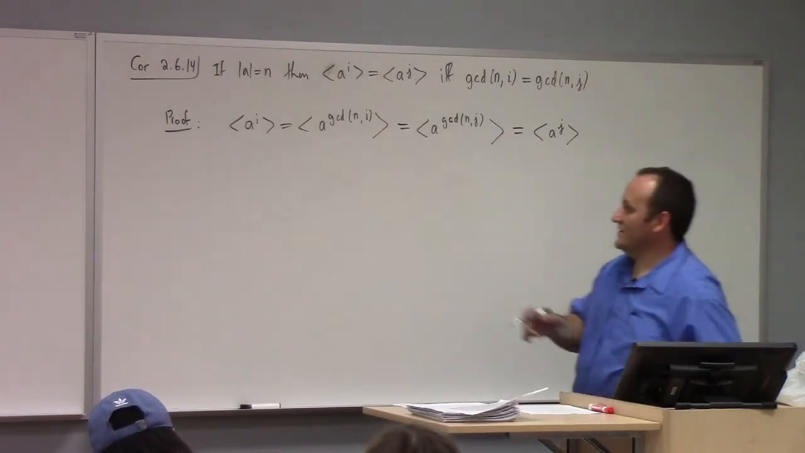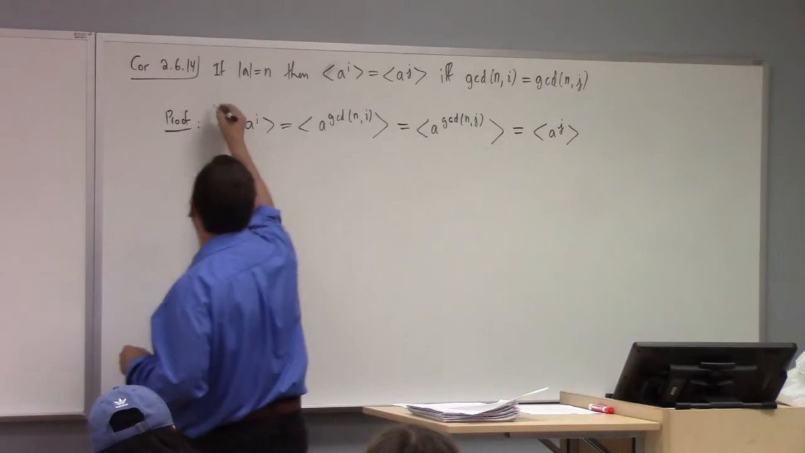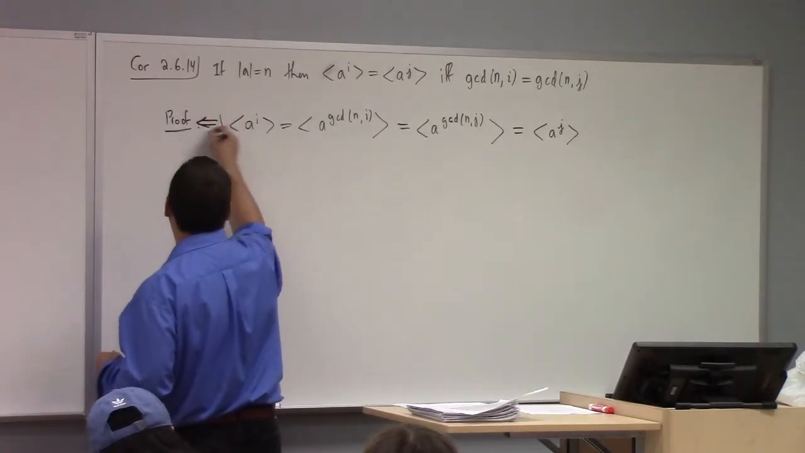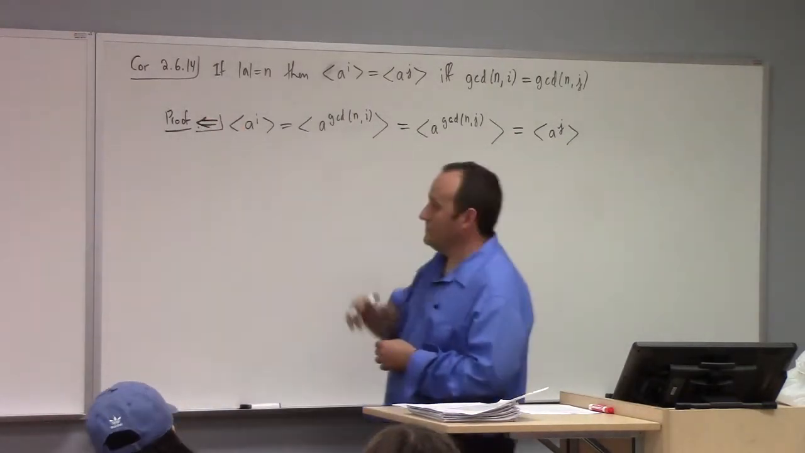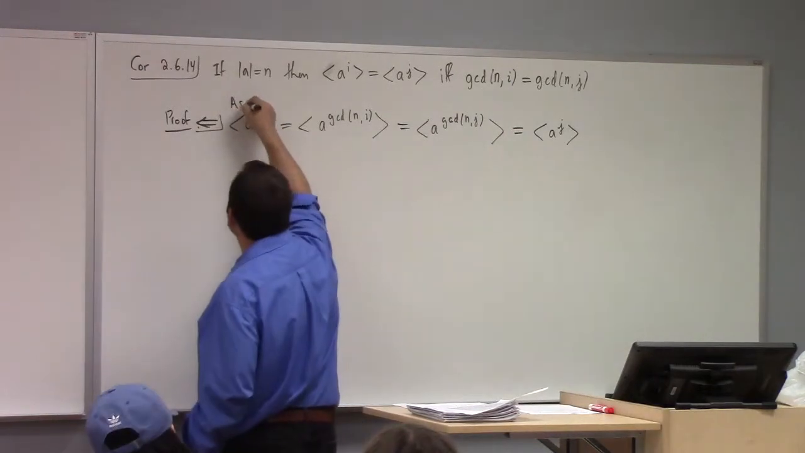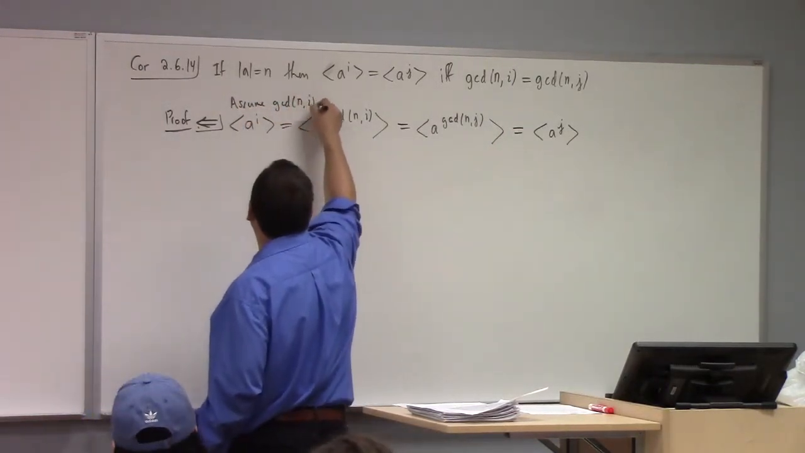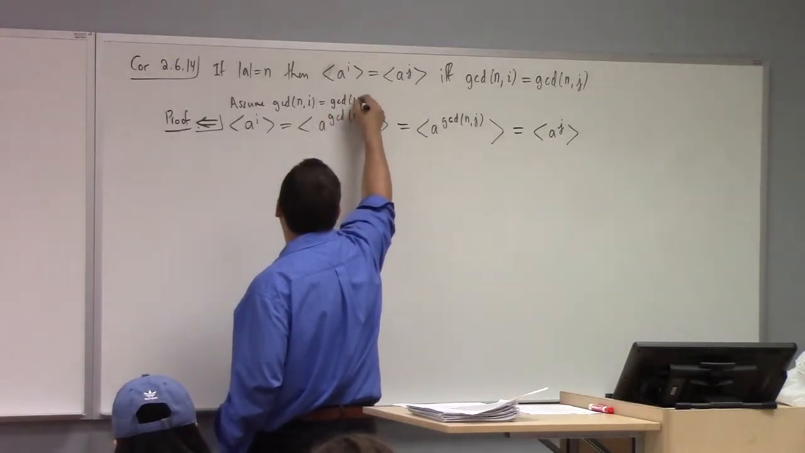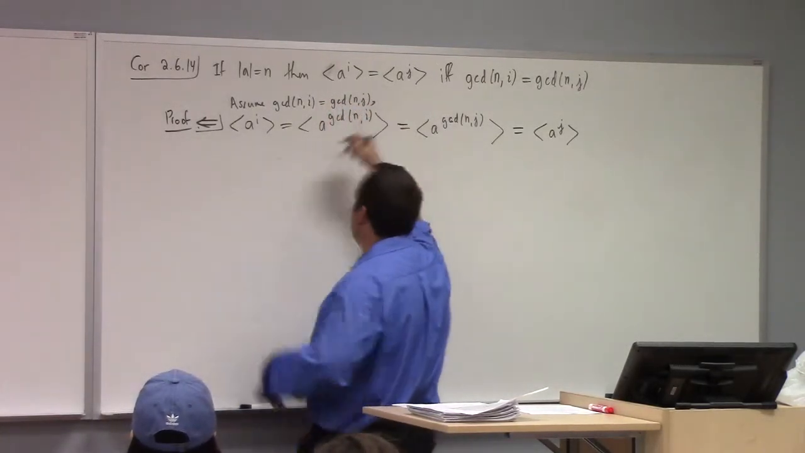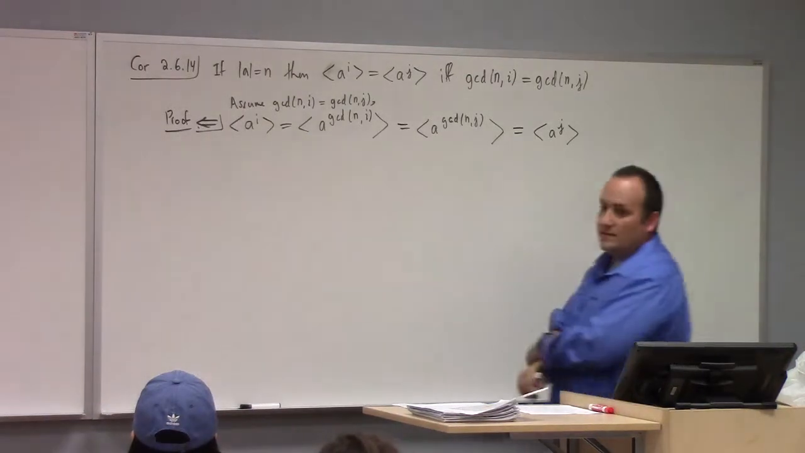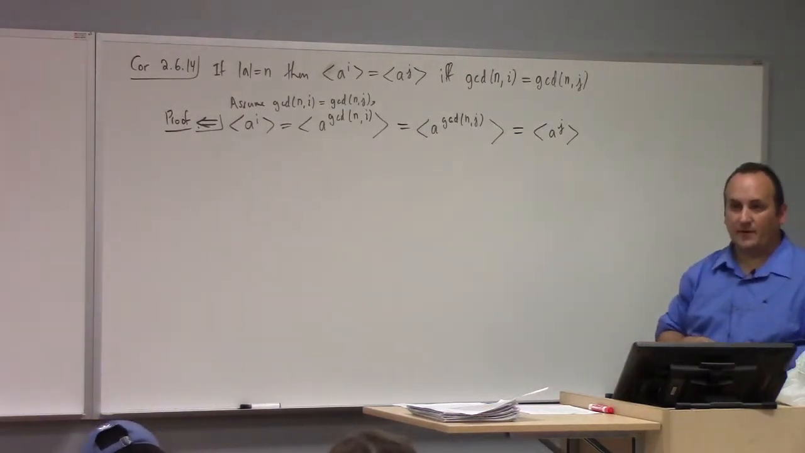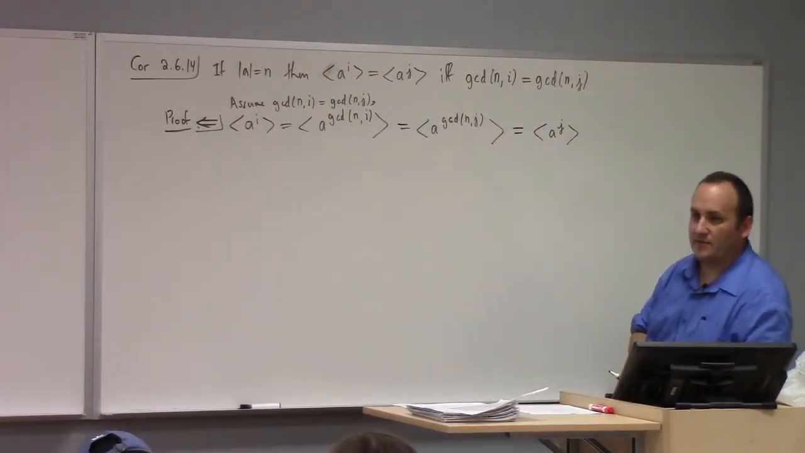Now, what I just did was actually this part of the proof, because I'm assuming what? Assume the GCD of n,i is equal to the GCD of n comma j. If you make that assumption, then this shows you that the cyclic subgroup generated by a to the power i is equal to the cyclic subgroup generated by a to the power j.